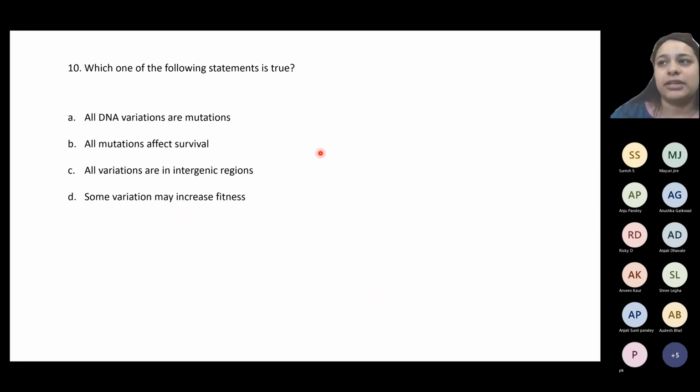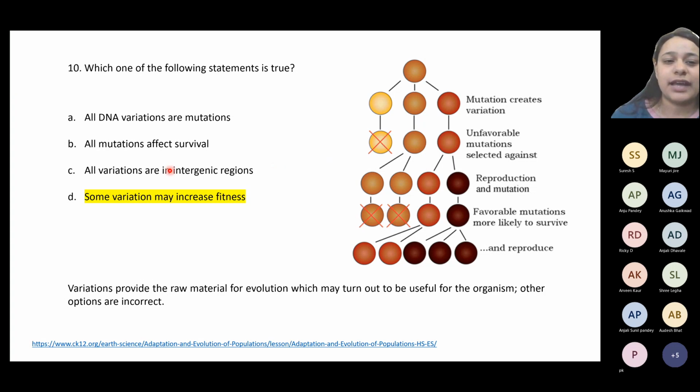People who have been attending my sessions and watching Sir's lectures will know this was a concept from the first week, right? I also dealt with the differences between mutations and variations. So that gives away that obviously it is not the first one. So what is it? The true statement among all of these is that some variation may increase fitness, right? That is also one of the differences between mutation and variation.